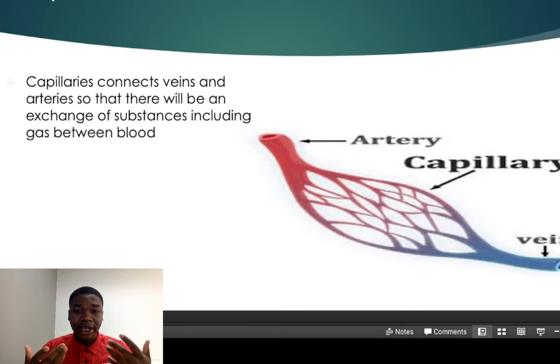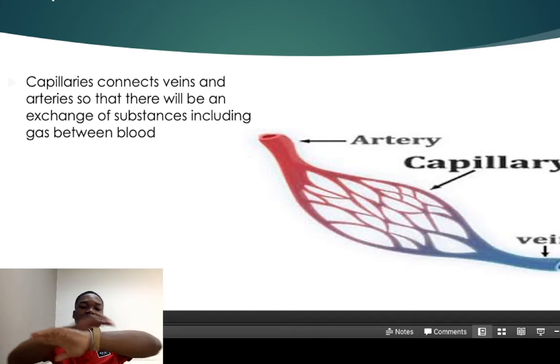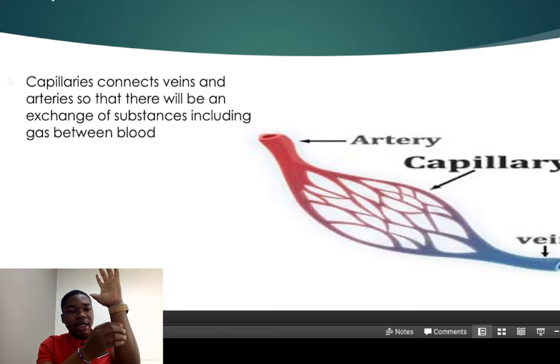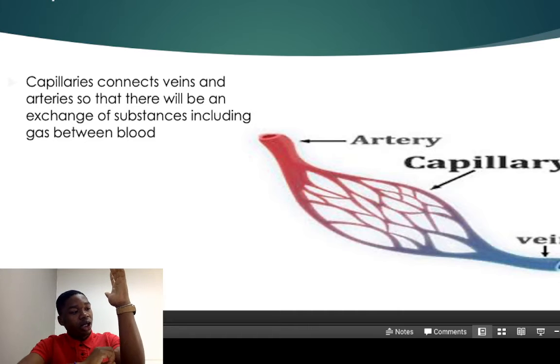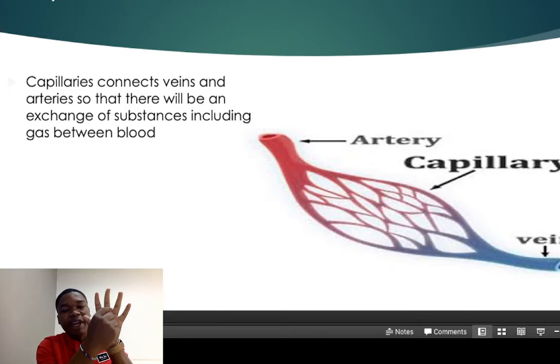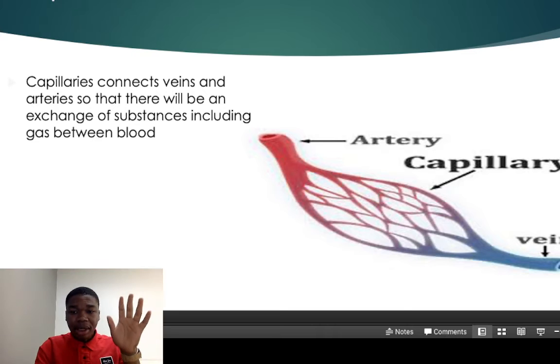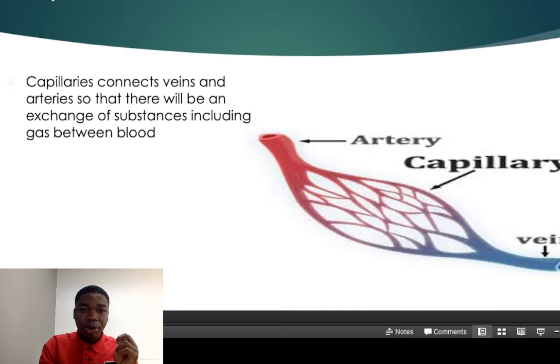I hope it makes sense. As you can see here, it's like this. Let's say this is my hand. It's a vein. Then when it gets here, it distributes itself and creates venules. These venules are then called capillaries. I hope it makes sense.